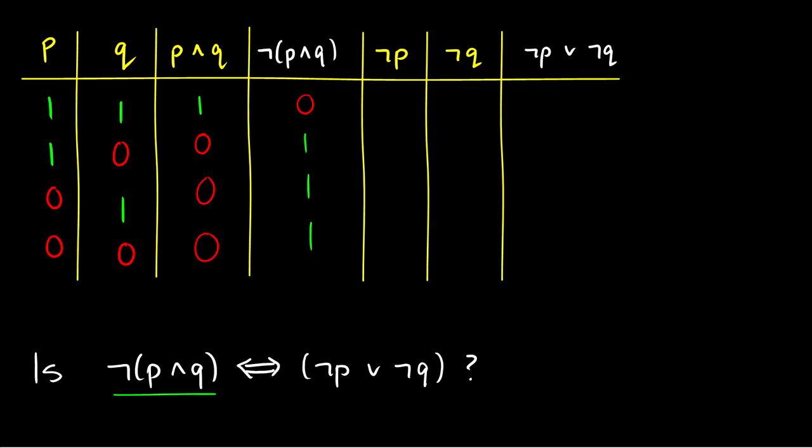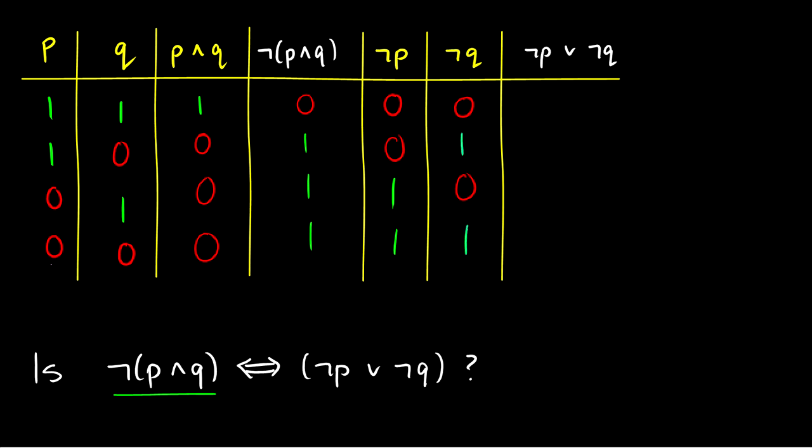Now we have to do not P or not Q. But in order to do not P or not Q, first we need to do not P, then we need to do not Q, and then we can put them together with or. So not P, this is just the opposite values of P. So if P is 1, 1, 0, 0, then not P is going to be 0, 0, 1, 1. And again, just to connect these visually, this P column changing to not P, we just reverse the values. Similarly, with the Q and not Q column, we just reverse the values again. So instead of 1, 0, 1, 0, it's going to be 0, 1, 0, 1.